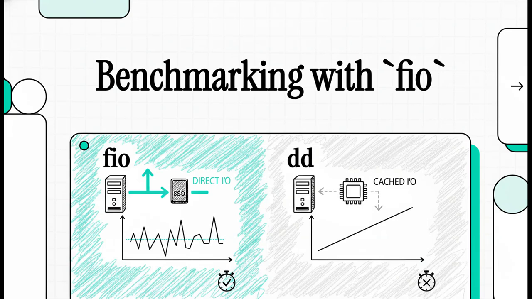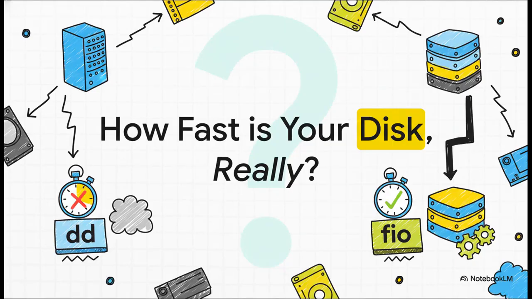You know that feeling when your computer has a super powerful processor, but it just feels slow? Well, chances are the real culprit isn't your CPU at all, it's your storage. So today, we're going to figure out the true speed of your disk and why it's probably the biggest performance bottleneck you've got.